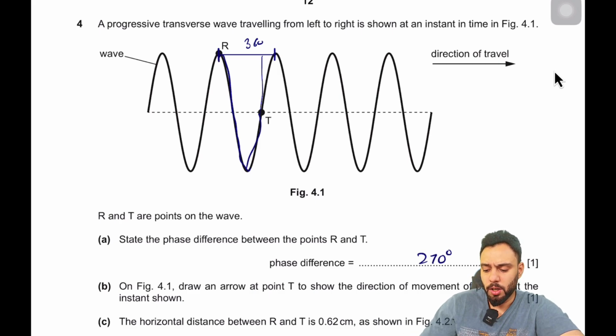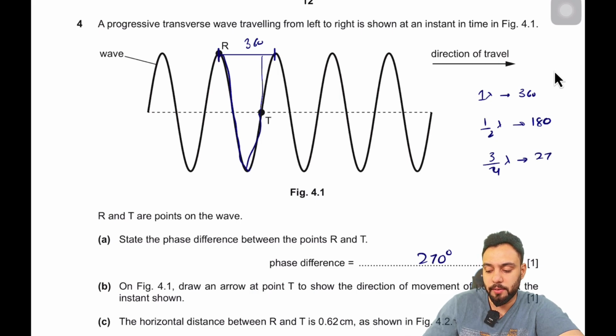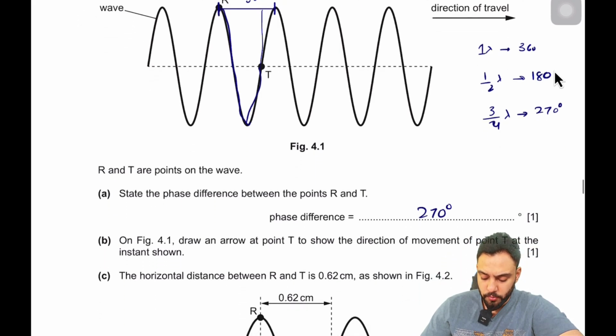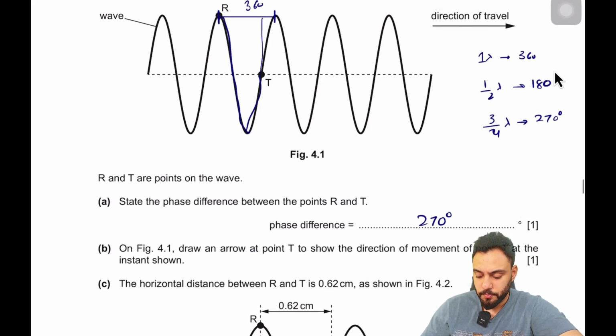So 1 lambda has a phase difference of 360. Half lambda has a phase difference of 180. 3 over 4 lambda has a phase difference of 270 degrees. That's pretty common knowledge. Okay. On figure 4.1, draw an arrow at point T to show the direction of the movement of the point T at the instant shown. Okay.